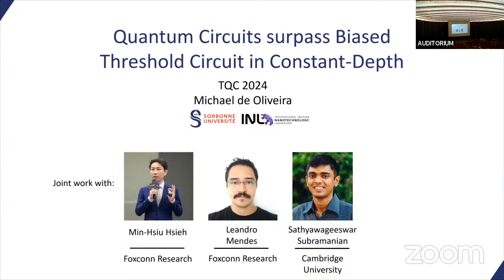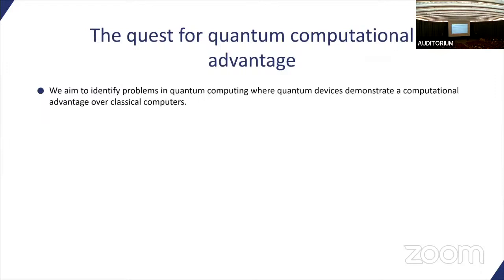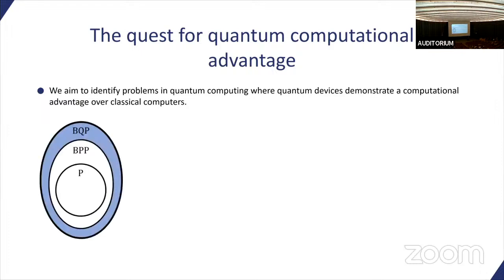I'm presenting this work about shallow depth quantum circuits. This was joint work with Min-Hsiu Hsieh, Leandro and Subramanian. Starting with our more general motivation in quantum, which is identifying computational problems for which quantum computers have advantage over classical computers. Normally we are most interested in those which are of exponential magnitude. In computational complexity terms, we could identify problems that are in BQP and not in BPP and P.